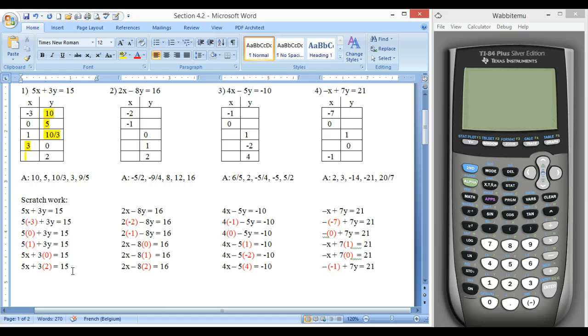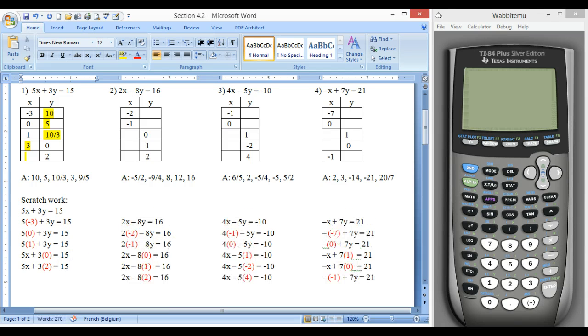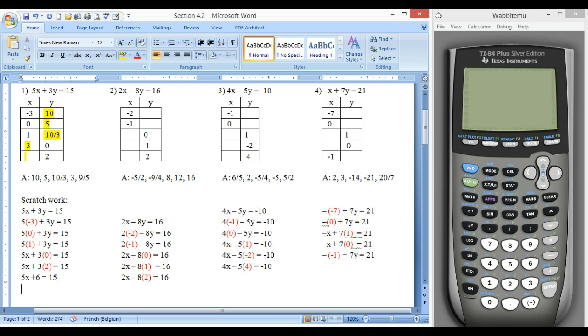And I'm going to delete this just to keep everything organized. Okay, the next one says to substitute 2 in for y, again with parentheses. 3 times 2 is 6. So I have 5x plus 6 equals 15. To isolate the x, I need to subtract the 6 from both sides.